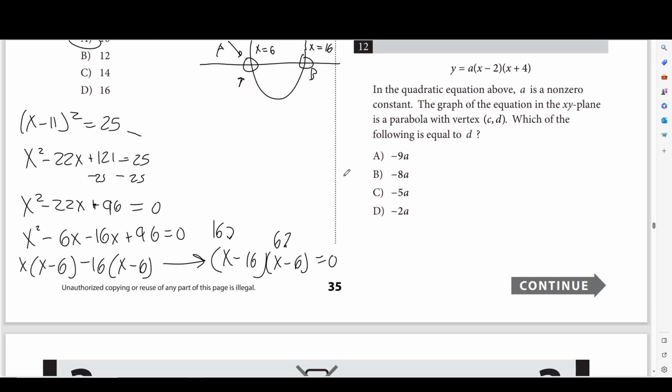So moving on to number 12, it says that in the quadratic equation above, A is a non-zero constant. The graph of the equation in the xy plane is a parabola with a vertex at C, comma D.